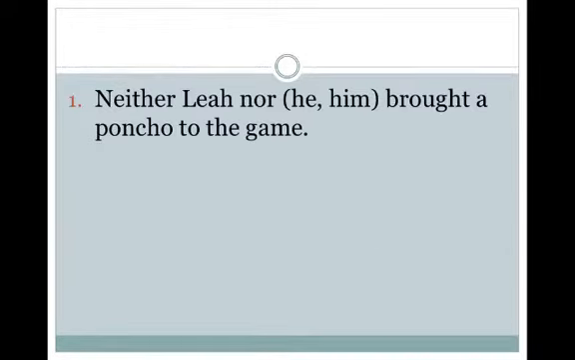Number 1, neither Leah nor he or him brought a poncho to the game. The correct answer should be he, since it is actually the subject of the sentence. He brought a poncho to the game. So he is the correct answer.